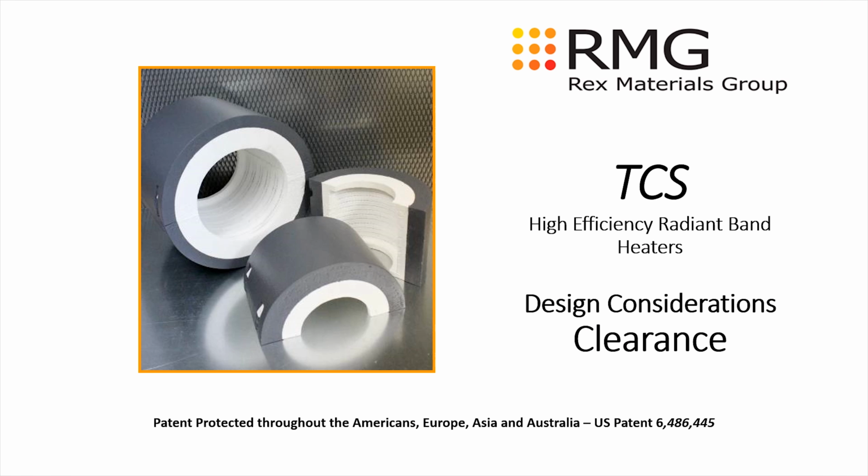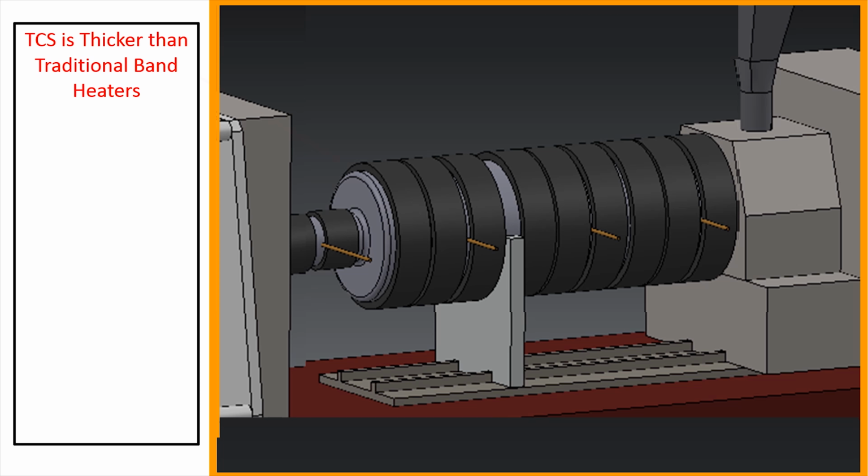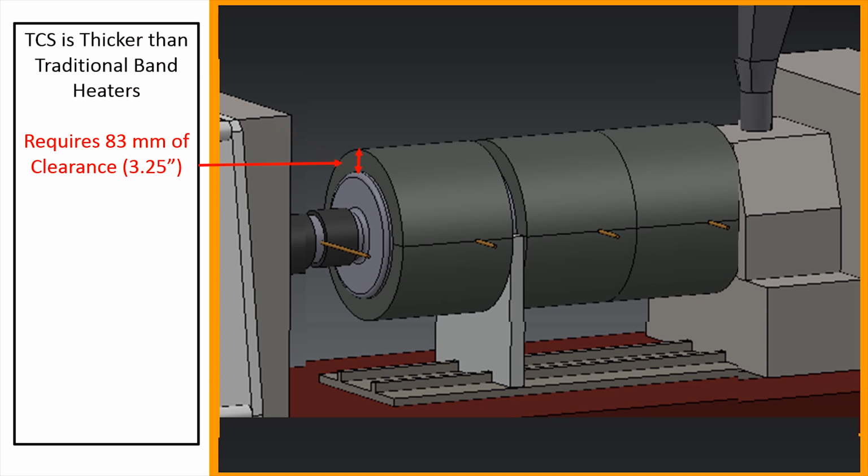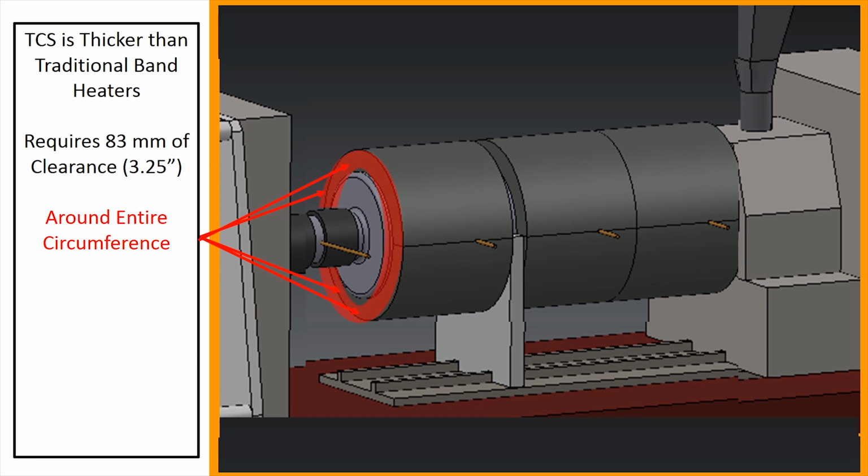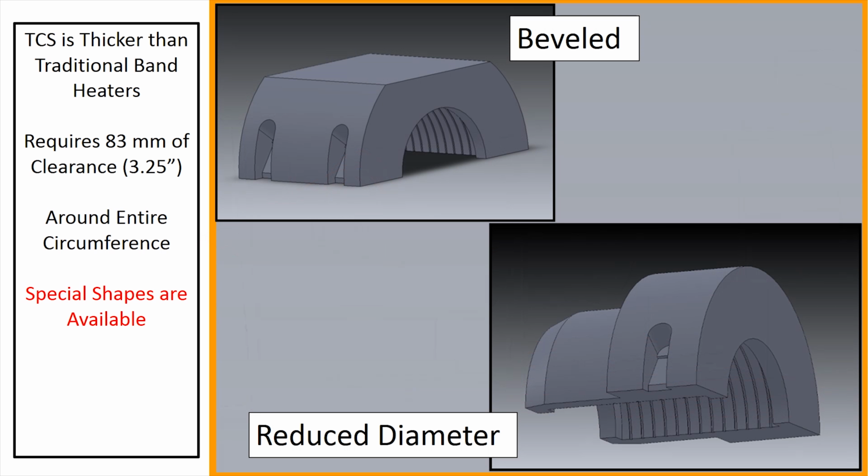Clearance must also be considered when designing a TCS section. TCS is thicker than traditional band heaters, requiring 3.25 inches of clearance around the entire circumference. If the system doesn't allow for 3.25 inches of clearance, special shapes are available, including parts with flats and reduced diameter parts. Please contact your TCS representative if you have a need for special parts.